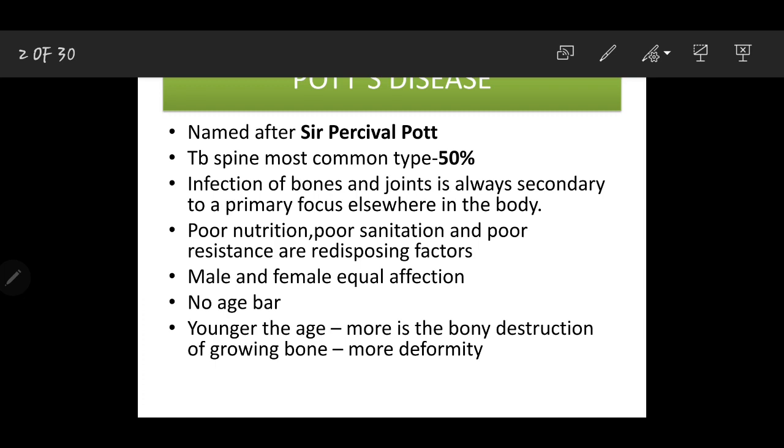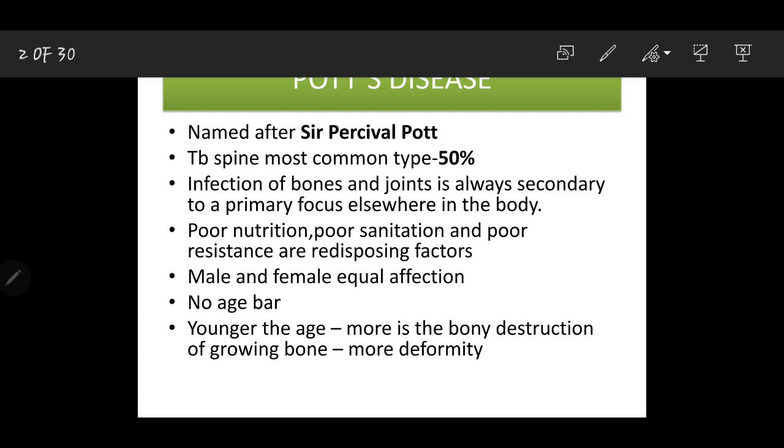50% of all the osteoarticular tuberculosis cases. Considering tuberculosis of the spine, infection of the bones and joints is always secondary to a primary focus elsewhere in the body. Usually the primary, as all of you know, is in the lungs. The primary focus is otherwise known as the Ghon focus. Usually tuberculosis of any bone in the body is secondary to a hematogenous spread or a venous spread from the lungs. That's why it's always a secondary infection.